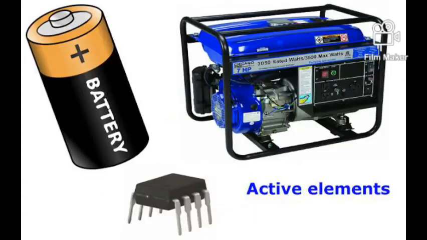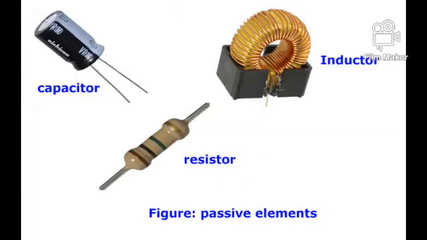The active elements are those that provide power for the circuit. Examples include the generator, the battery, the op amp, etc. The passive elements, on the other hand, take power from the circuit, and these include the capacitor, the resistor, the inductor, and all the rest of them. So in this video, we are going to focus more on the active elements.